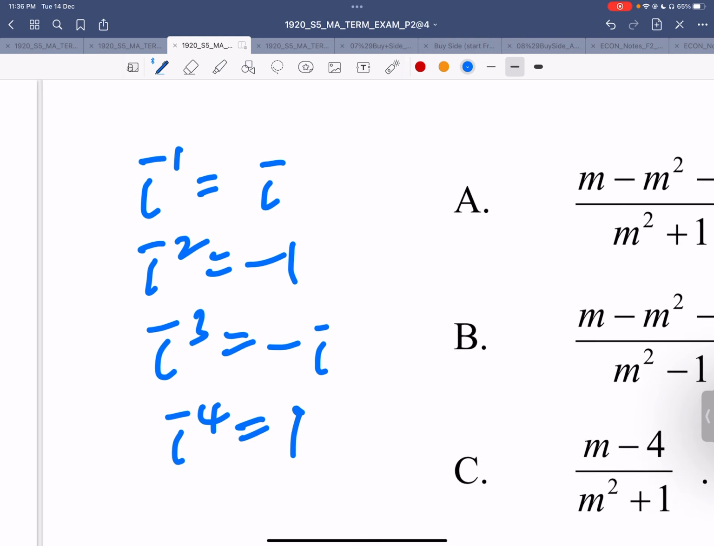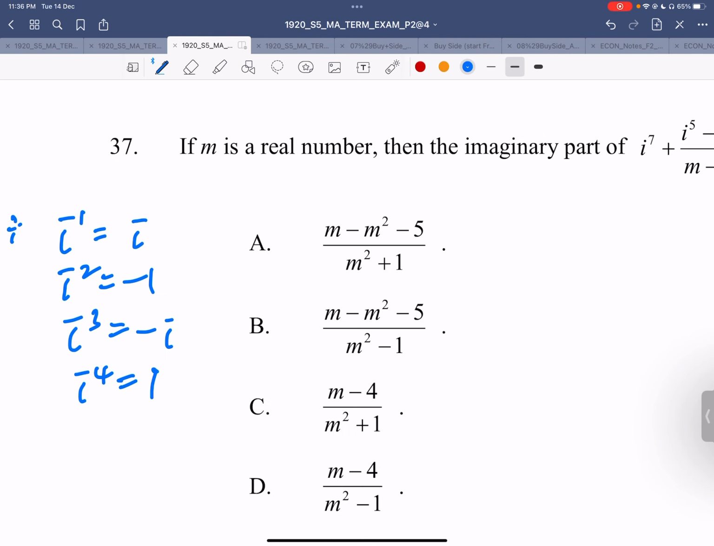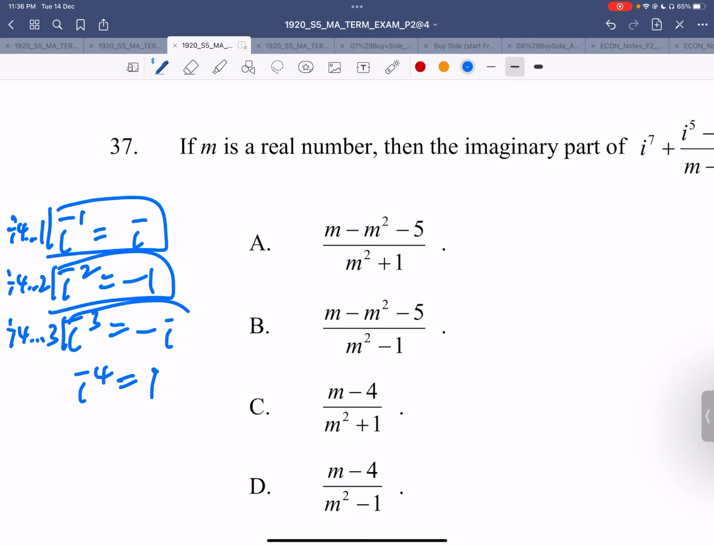So if, when divided by 4, the remainder is 1, then you can use this. Divided by 4, the remainder is 2, then you can use this. Divided by 4, the remainder is 3, you can use this. Divisible by 4, you can use this, okay?